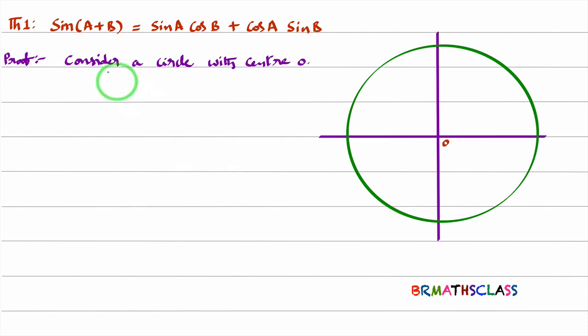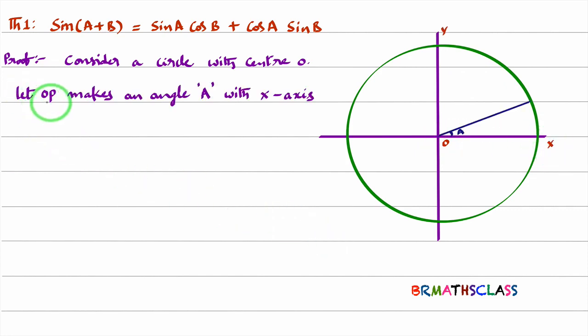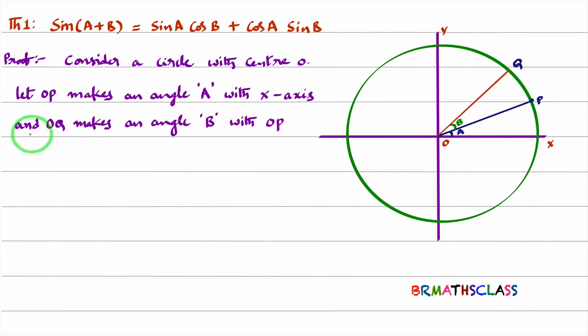First step, consider a circle with center O. You observe here, I considered OP, which makes an angle A with the x-axis. This is OP. And OQ makes an angle B with OP. You observe, this is OQ, which makes an angle B with OP.